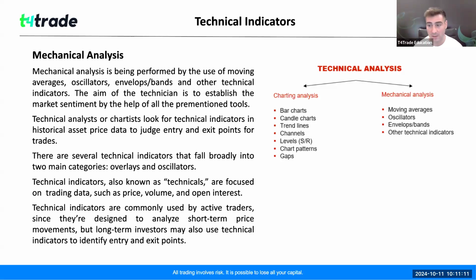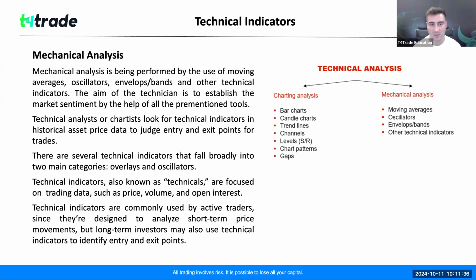Technical analysts, or in other words, chartists, look for technical indicators in historical asset price data. This is what we do. We look at past or historical price action to judge entry and exit points for trades. Ultimately, this is our purpose, and the tools are these moving averages, oscillators, and bands, and all the other stuff.